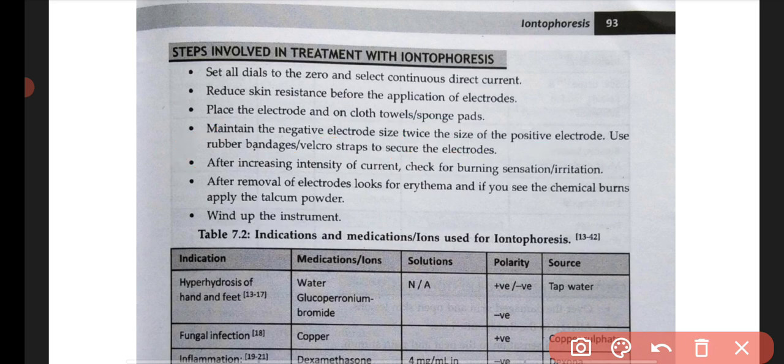Next, after increasing the intensity of the current, check for burning sensation or irritation. After removal of the electrode, look for erythema. If you see a chemical burn, apply talcum powder. Wind up the instrument.